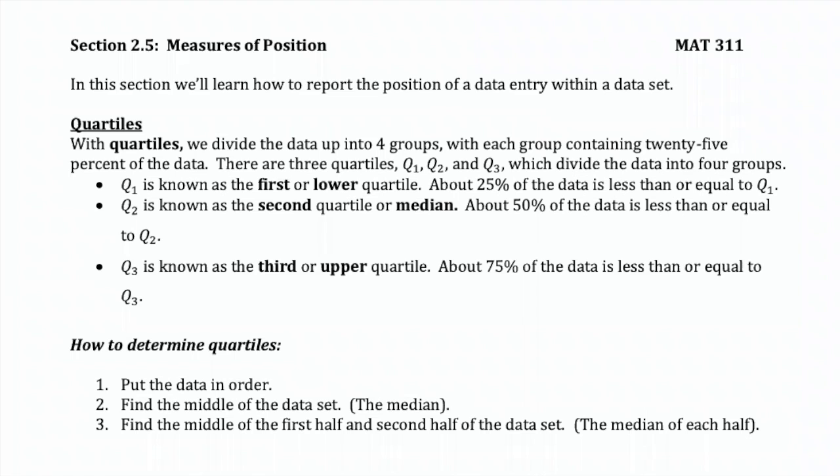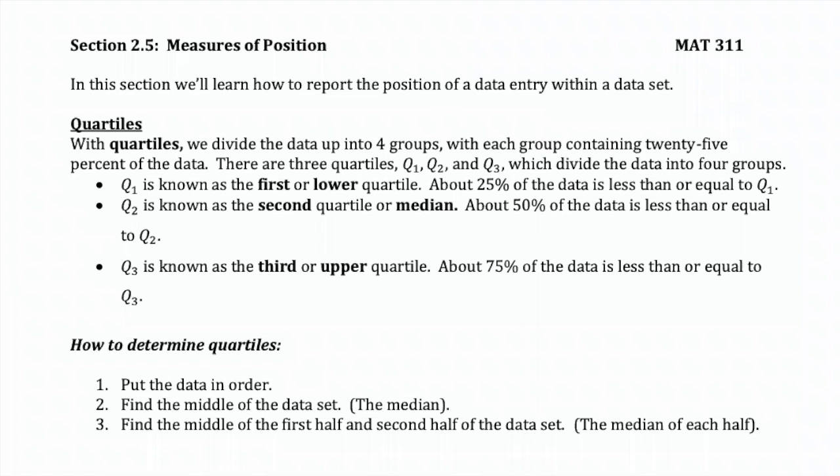Q2 is known as the second quartile, but more commonly we call it the median. It's the place where about 50% of the data is less than or equal to that amount. And Q3 is known as the third or upper quartile. About 75% of your data will be less than or equal to your Q3.